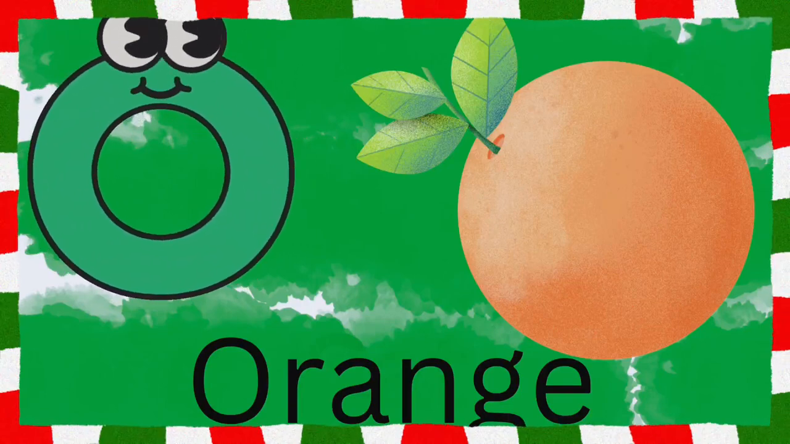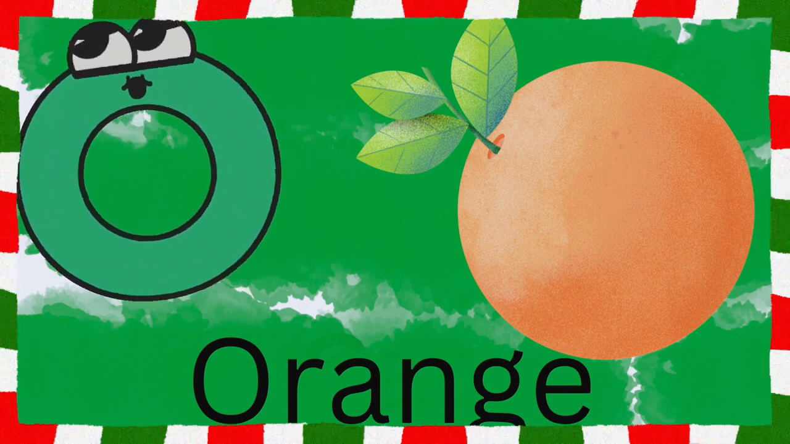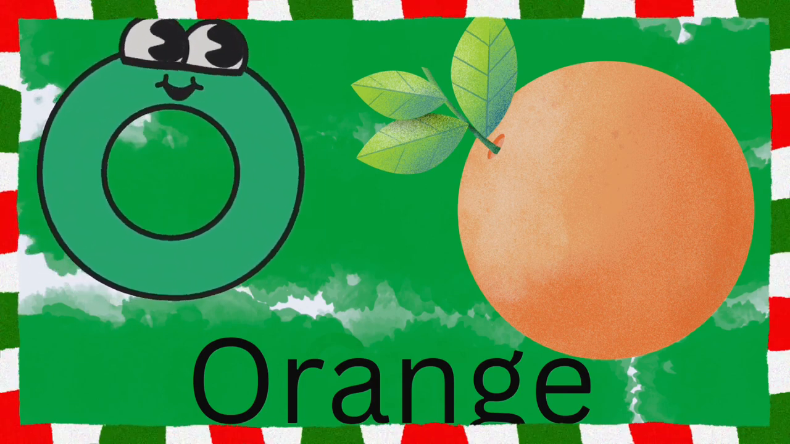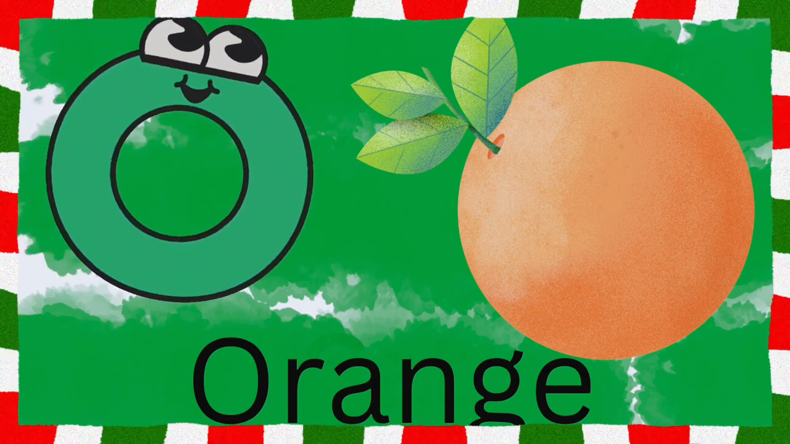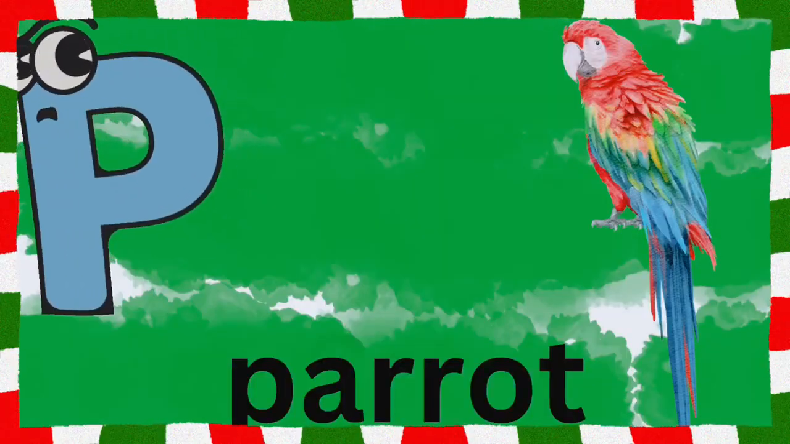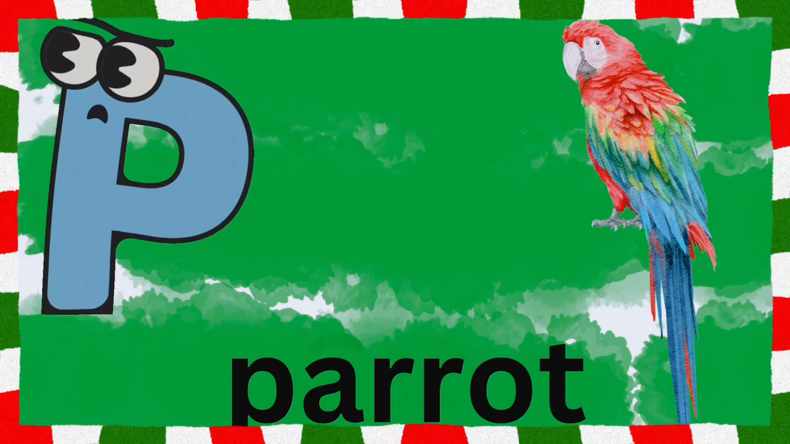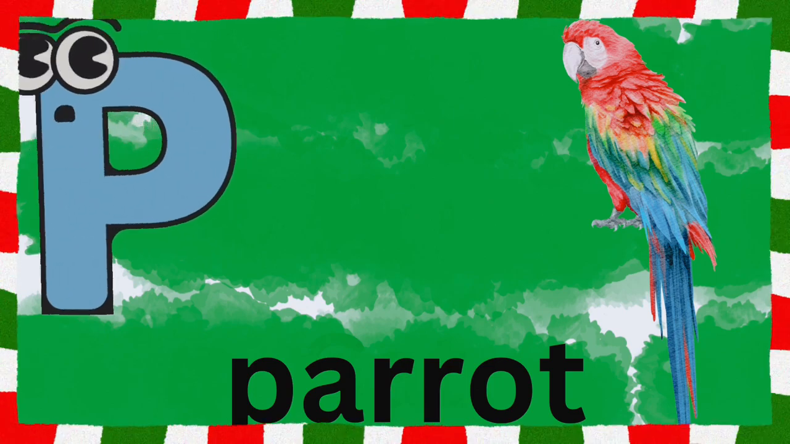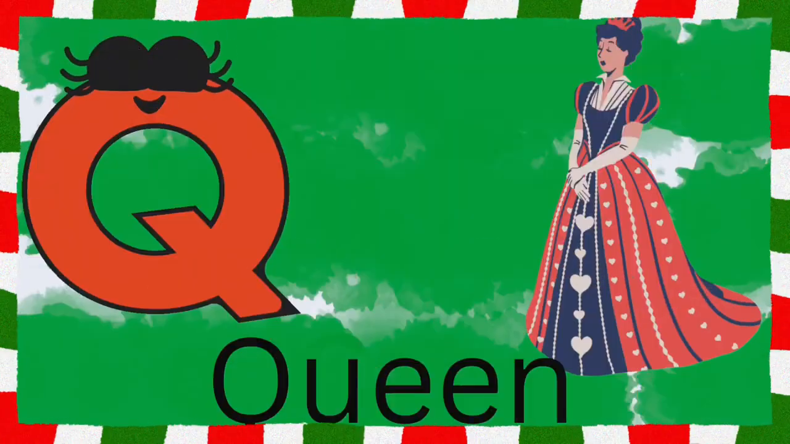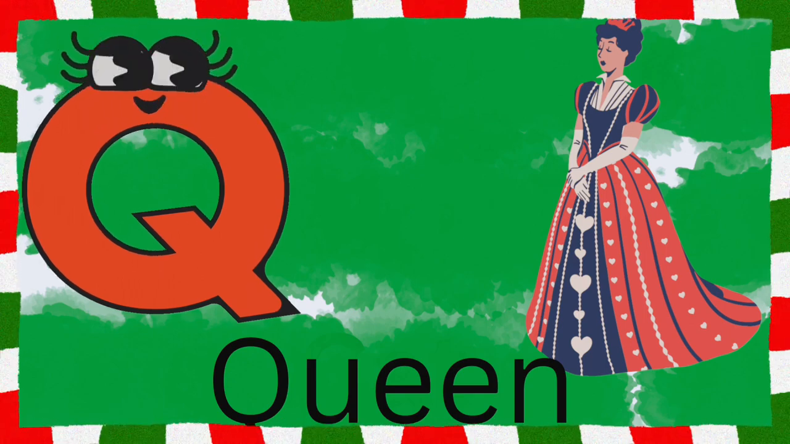This is letter O. O is for orange. This is letter P. P is for parrot. This is letter Q. Q is for queen.